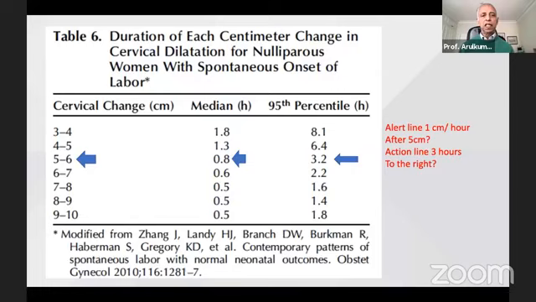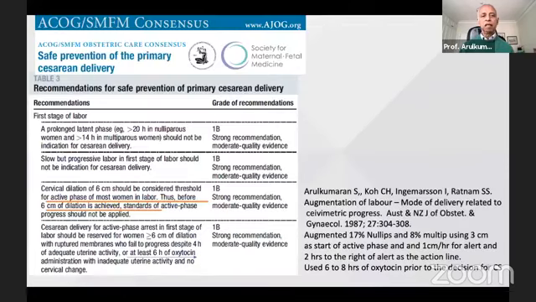The median dilatation takes 1.8 hours for 3 to 4, but at the 95th centile, 95% of the women, if they are left alone, might take even 8 hours. 4 to 5, they'll take 6 hours. 5 to 6, they will take 3 hours. But after 5 to 6, they were dilating at 1 centimeter per hour or less than that. So if I was to construct a partogram now, I would start the active phase only at 5 to 6 centimeters. And then I would put the action line 3 hours to the right. So that is what has been translated to the labor care guide.